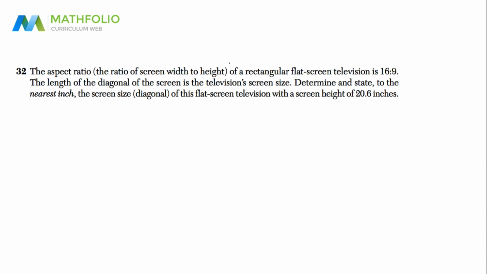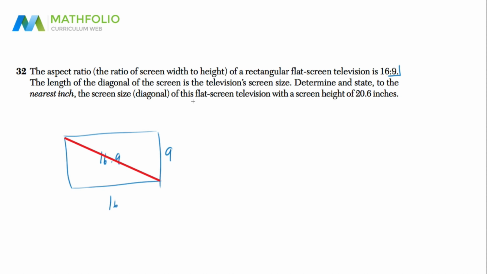It says the aspect ratio, the ratio of screen size width to height of a rectangular flat screen TV, is 16:9. So let's quickly draw this. So this would be 16 parts, this would be 9 parts. This gives us a 16:9 ratio. It says the length of the diagonal across the screen. So let's change up this color. Length of the diagonal across the screen of this flat television, and it actually wants us to determine and state to the nearest inch what this diagonal screen size is.